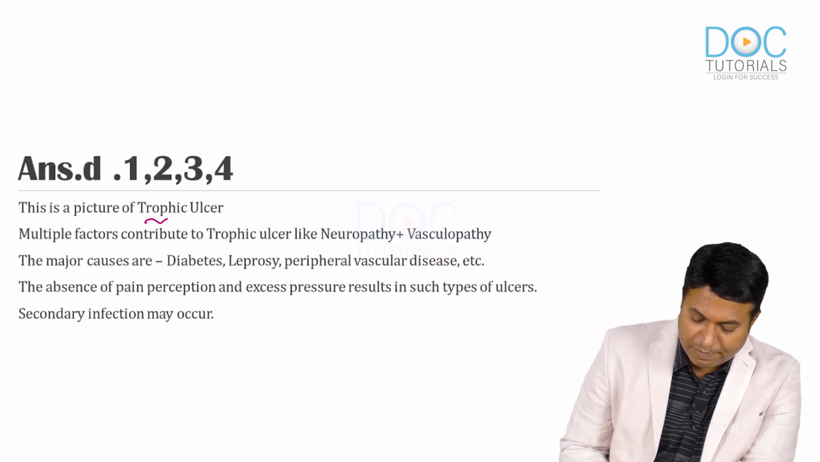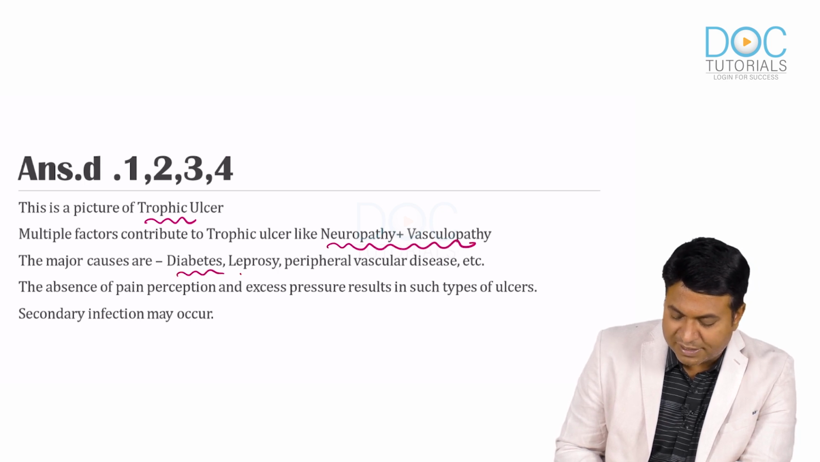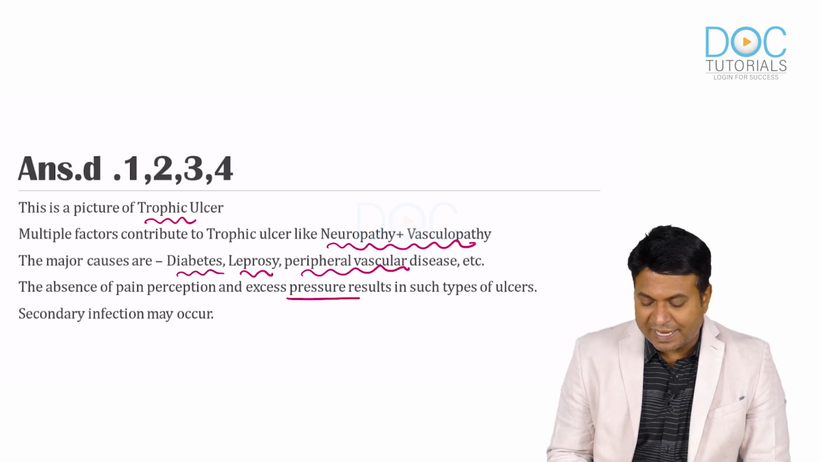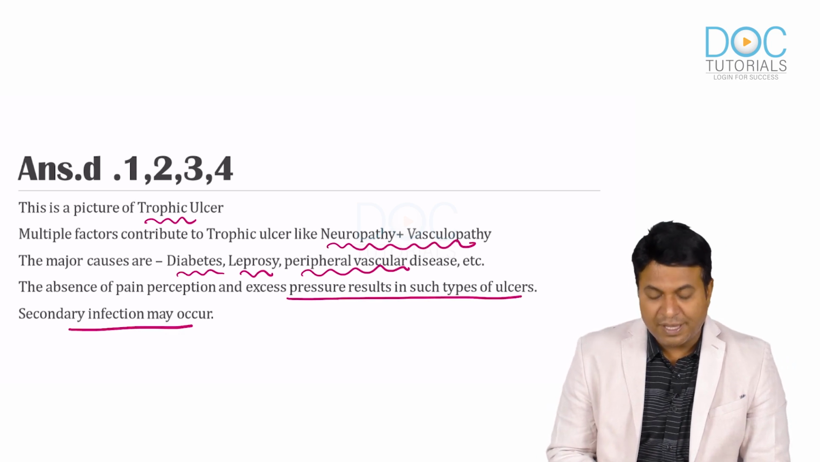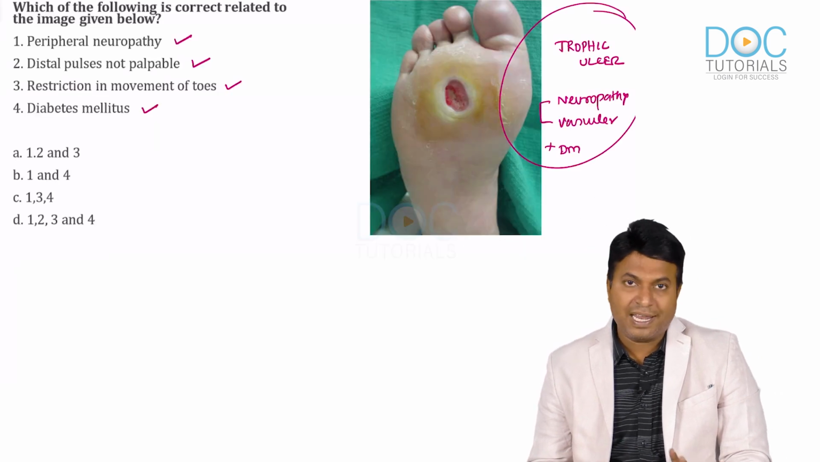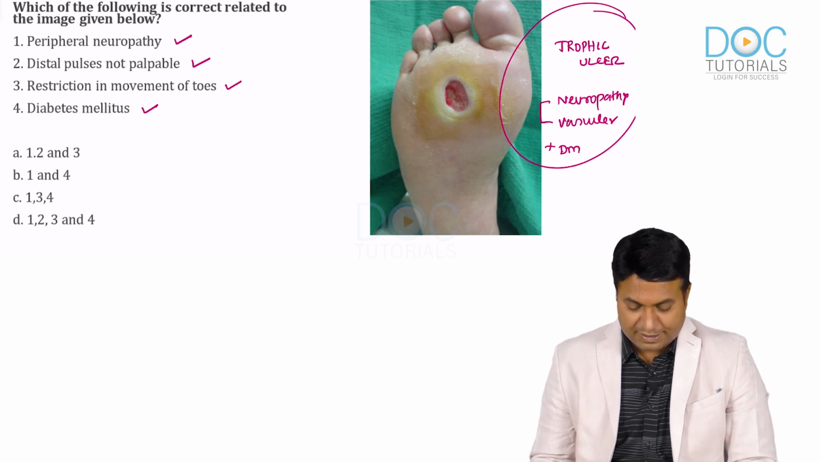This is a picture of trophic ulcer due to neuropathy and vasculopathy. So the causes are diabetes, leprosy, peripheral vascular disease, etc. Because of absence of pain and excess pressure results in this type of ulcer. Secondary infection can also happen. These type of ulcer will not heal by regular dressing. We may need to put a flap with the help of plastic surgeons.